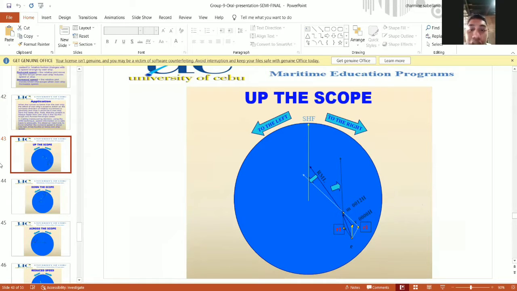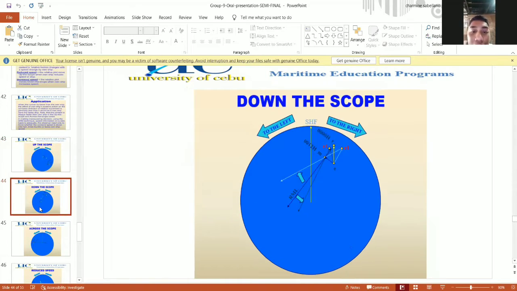So as you can see in the diagram, up the scope. It is stated that up the scope is to the right, and as you can see, the RML is pointing to the right, and M and R and E is 00200 Rs and 0000 Rs. So next slide, please.